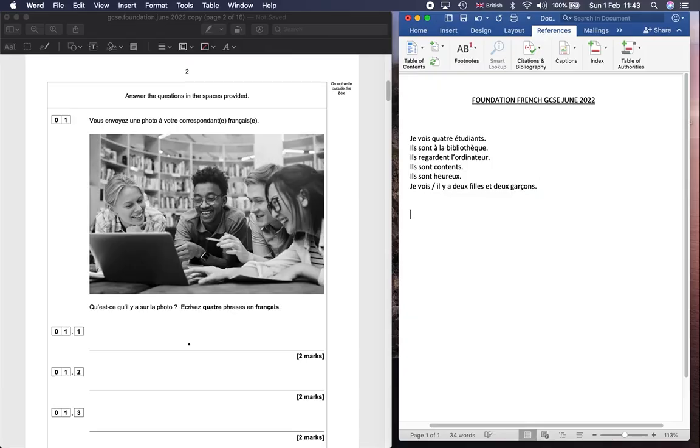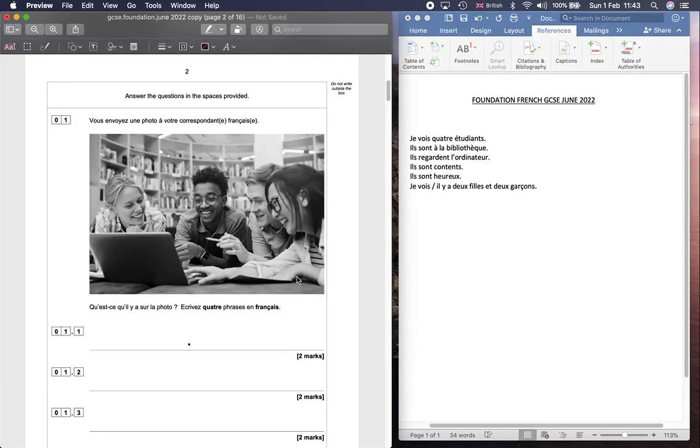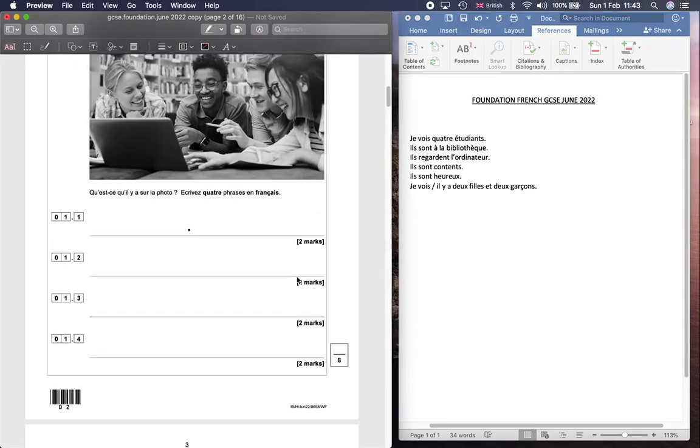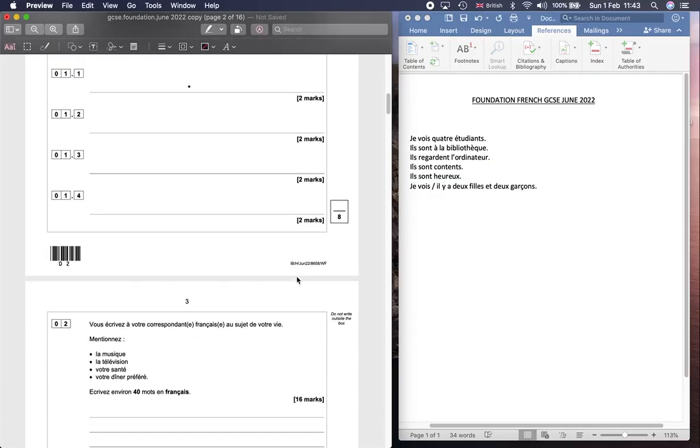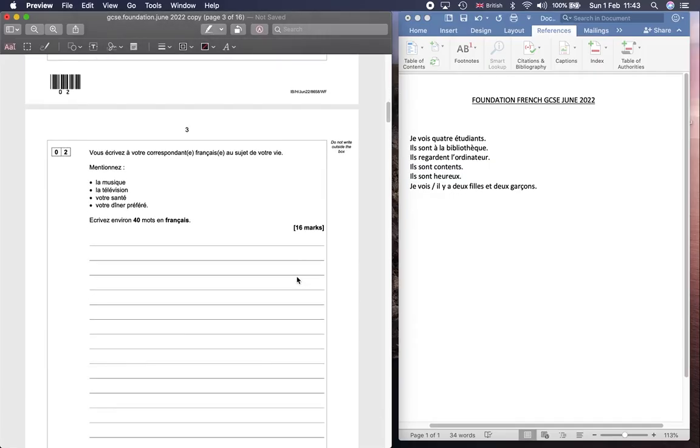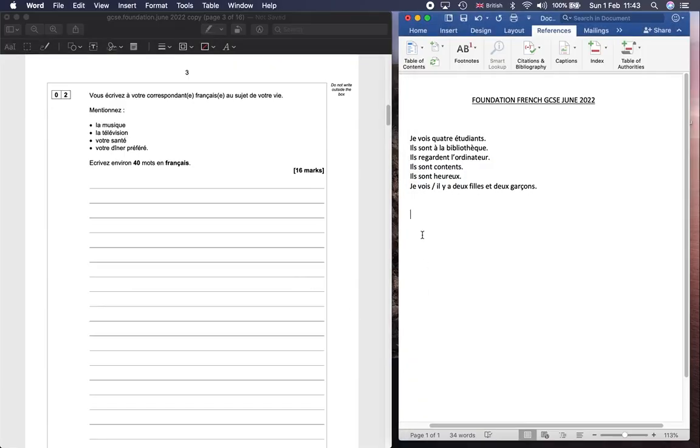So these are the sentences that we can write for this first exercise. So just remember, we have to talk about who are the people that we can see on the photo, where they are located, what they're doing, and the mood. As you can see, each of the sentences is worth 2 marks. Let's have a look now at the second exercise.